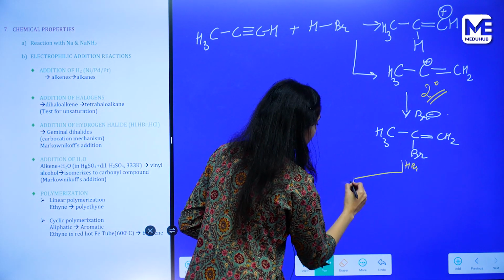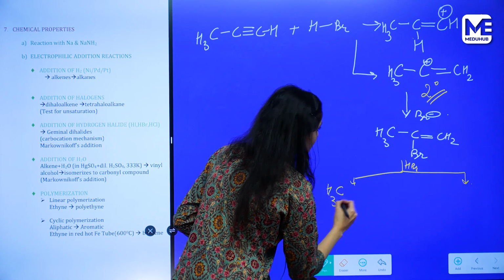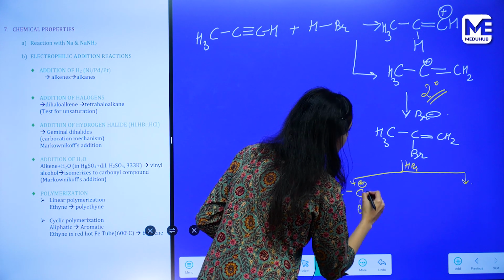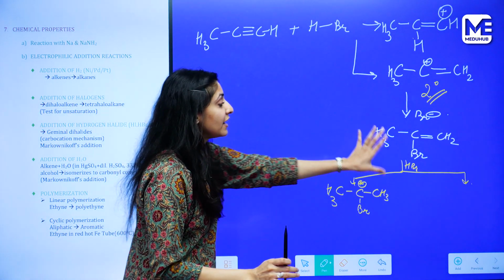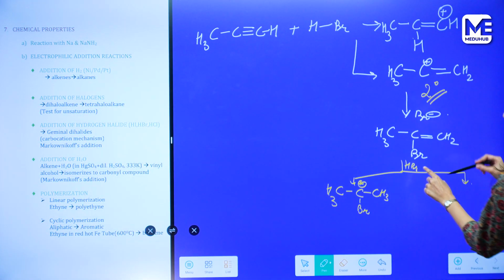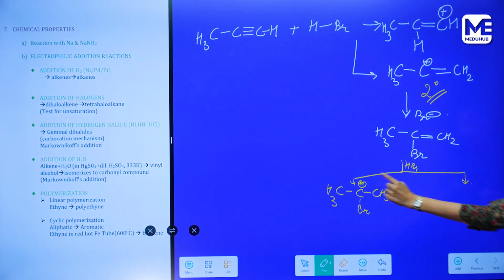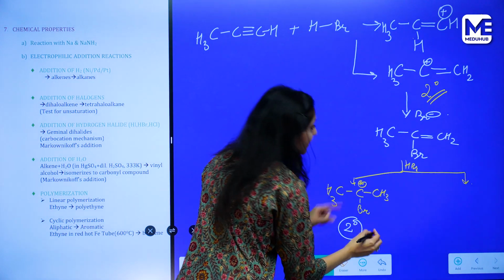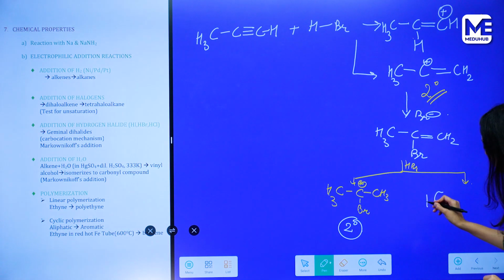First protonation will take place. CH3, C, Br, CH3. In this protonation, again, there is a choice. Either protonation can take place on this carbon or this carbon. If it takes place on this carbon, we get a 2 degree carbocation here. If it takes place on the other carbon, we will get a 1 degree carbocation.